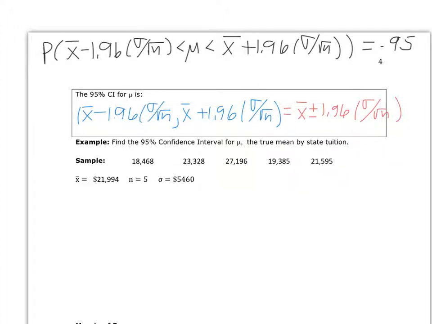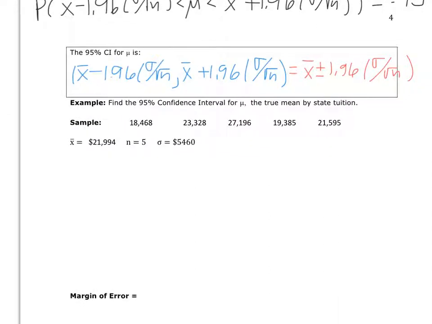Now, we don't actually have values yet. We want to get the actual upper bound and lower bound values. So let's look at this example: 95% confidence for mu, the true mean in-state tuition. Here's the sample that I have on the Collaborate activity sheet. X bar is 21,994. Sample size is 5. The population standard deviation sigma is 5,460.